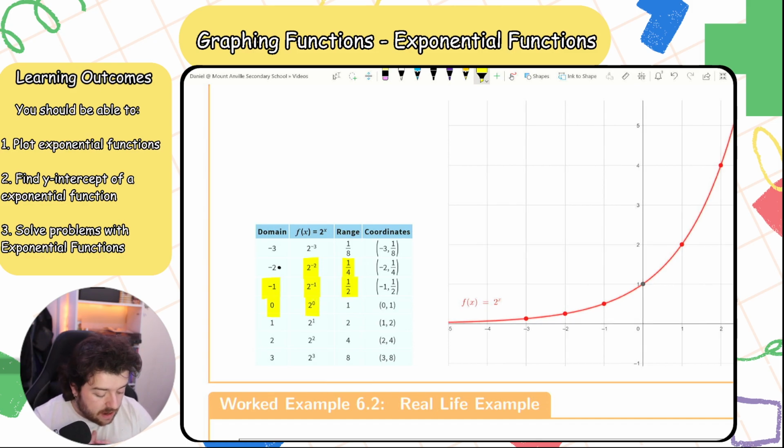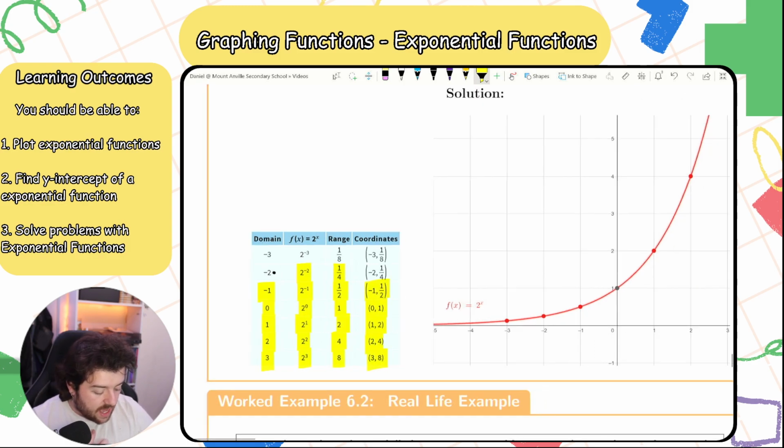2 to the power of 0, anything to the power of 0 is 1. Again, 2 to the power of 1 is 2. 2 squared is 4. 2 cubed is 8. So 8, 4, 2, 1, and then a half, etc., etc.